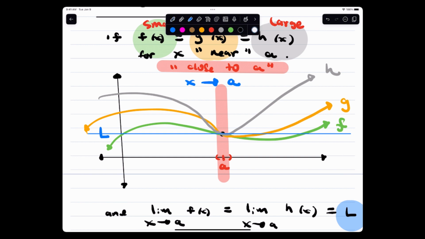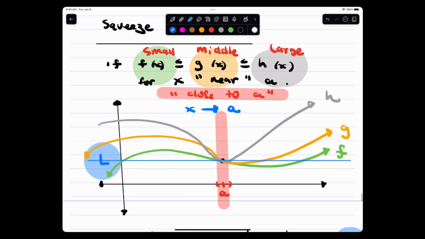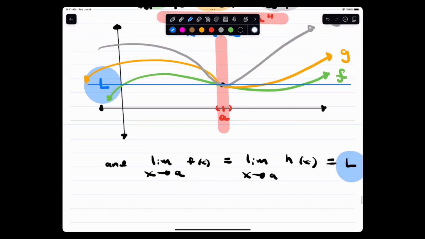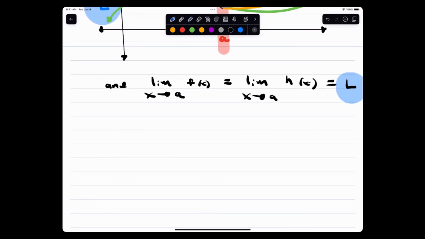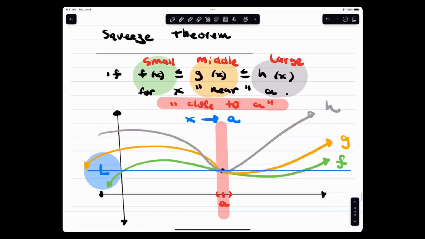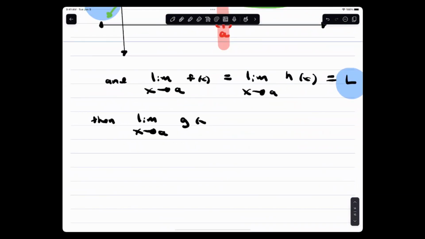Here's that L value. This is actually the picture, and this is the statement. The limit of the smaller function and the limit of the larger function is L. It's finite, and that's around that value a. So if you have that, then the limit as x goes to a of the middle function, which is g, is also L.